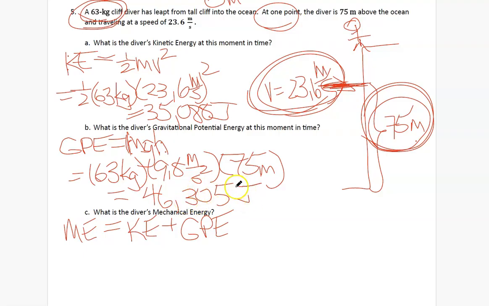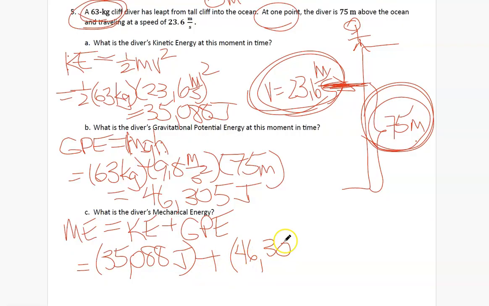46,305 joules. And now for mechanical energy, we just add them together. 35,088 joules for kinetic and 46,305 joules for gravitational potential. We add them together and we get a total of 81,393 joules of mechanical energy.